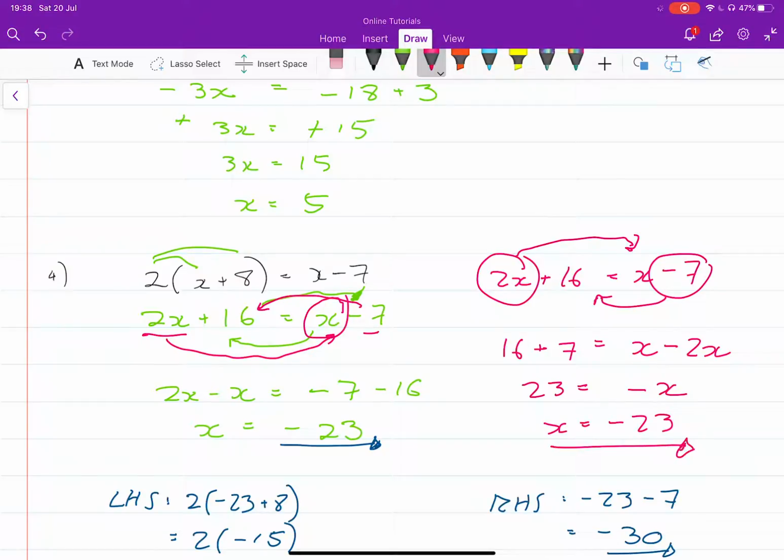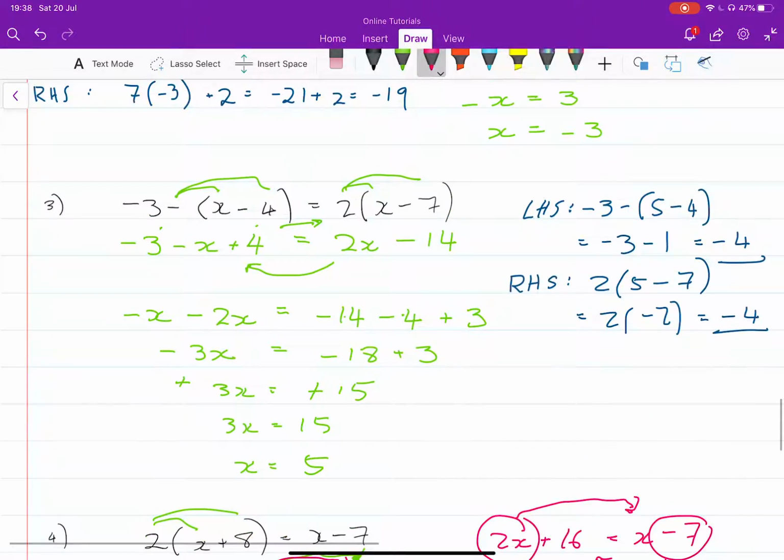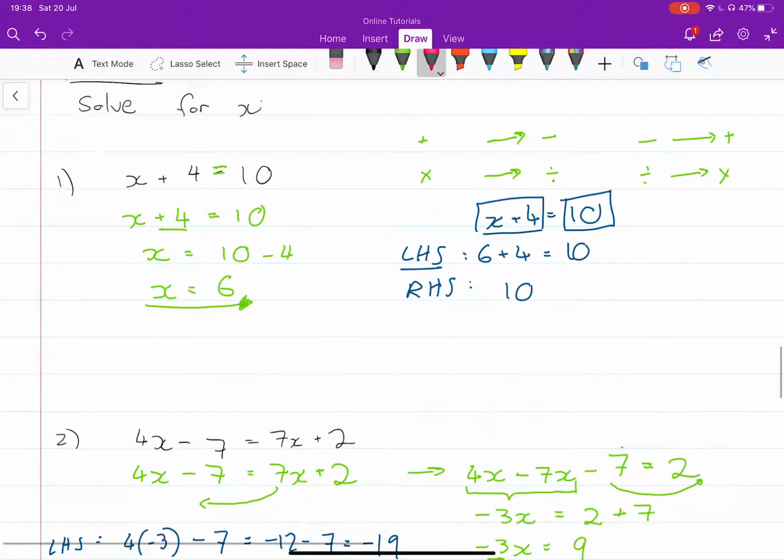So with all of these questions, it doesn't matter which side you move the x to, they should always give you the same answer.